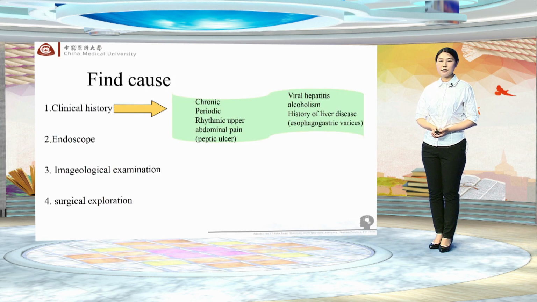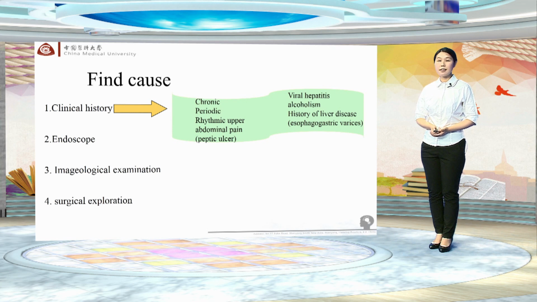First, we can analyze the patient's clinical history. If the patient has chronic, periodic, and rhythmic upper abdominal pain, we should pay attention to the presence of peptic ulcer. If the patient has a history of viral hepatitis, a long history of alcoholism, and a history of liver disease, we need to pay attention to whether the UGH is caused by rupture of esophageal varices.